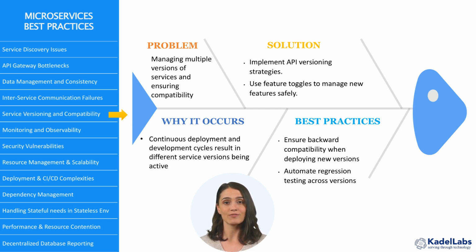Feature flags allow for gradual feature rollouts without impacting all users. Best practices include maintaining backward compatibility to avoid disruptions and using automated testing to detect compatibility issues early. Semantic versioning communicates whether changes are backward compatible, new features, or breaking changes. By adopting these strategies, we can effectively manage versions, maintain compatibility, and minimize disruptions. Next, we'll explore monitoring and observability challenges.